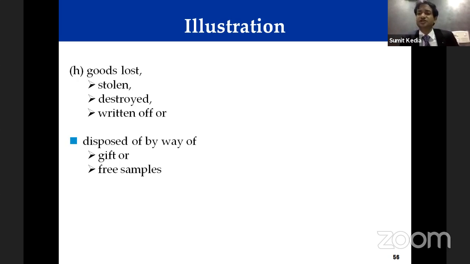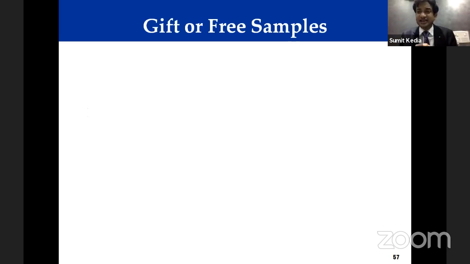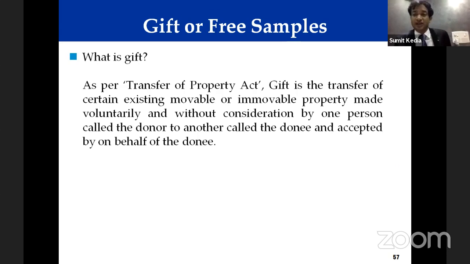My view here is, let's see, what is a gift. Gift is not defined in the GST Act, but it is defined in the Transfer of Property Act. So let's see what it says. It says a gift is the transfer of certain existing movable or immovable property made voluntarily and without consideration by one person called the donor to another called the donee. So two important words: it is made voluntarily and without consideration.